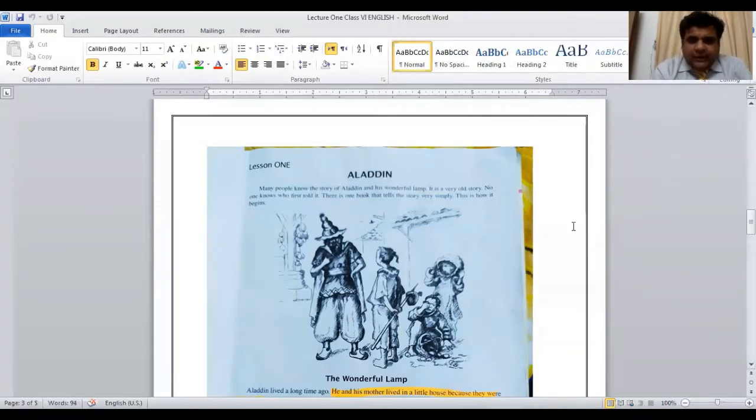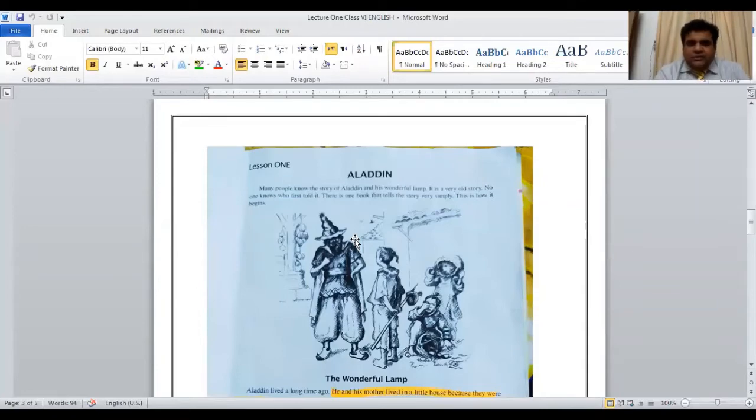You are supposed to read with me. Many people know the story of Aladdin and his wonderful lamp. It is a very old story. No one knows who first told it. Now it is so old, dear students, that no one knows who was the first person who told the story to us. There is one book that tells the story very simply. This is how it begins.